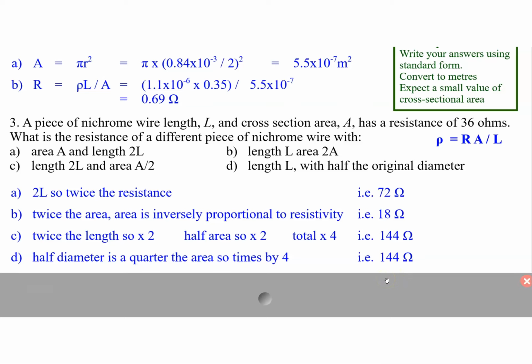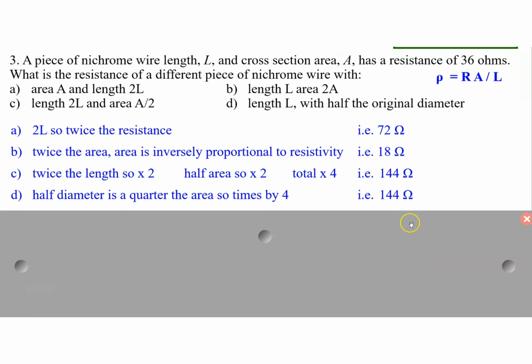And then finally, if we halve the diameter, well, it's pi r squared, so half the diameter is going to be a quarter the area, it's a squared relationship, but we're dividing by a quarter, which gives us multiplied by 4, which is 144.